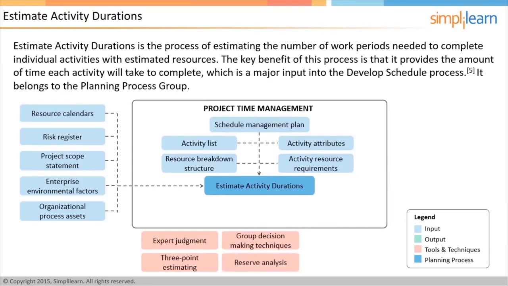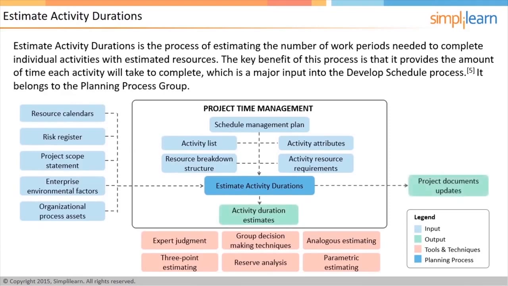Reserve analysis adds buffer into the project schedule to deal with any uncertainty. The contingency reserve may be added as a percentage of the activity duration or a fixed number of work periods. The other tools and techniques are analogous estimating and parametric estimating. The outputs of this process are the activity duration estimates and project documents updates.